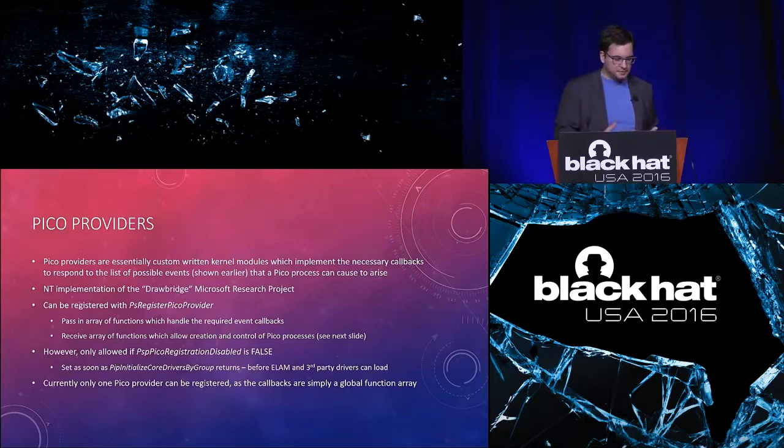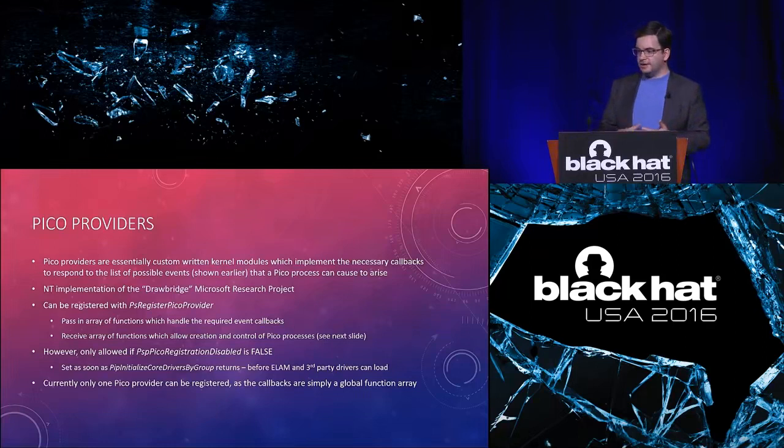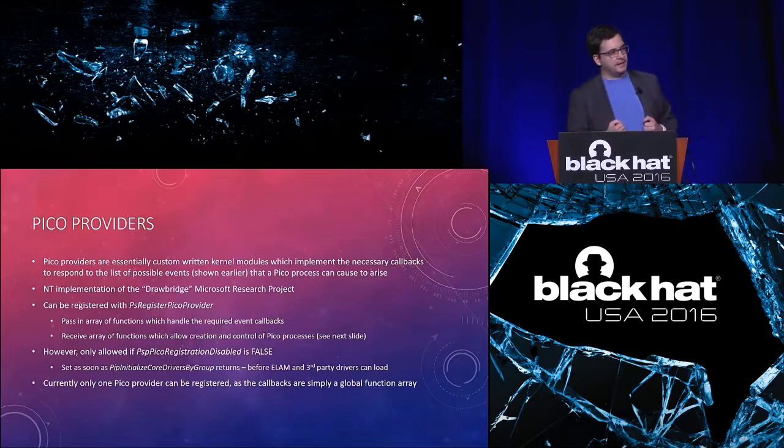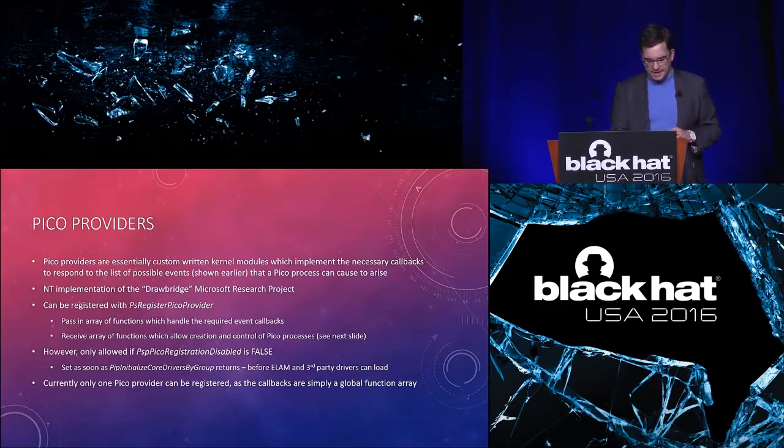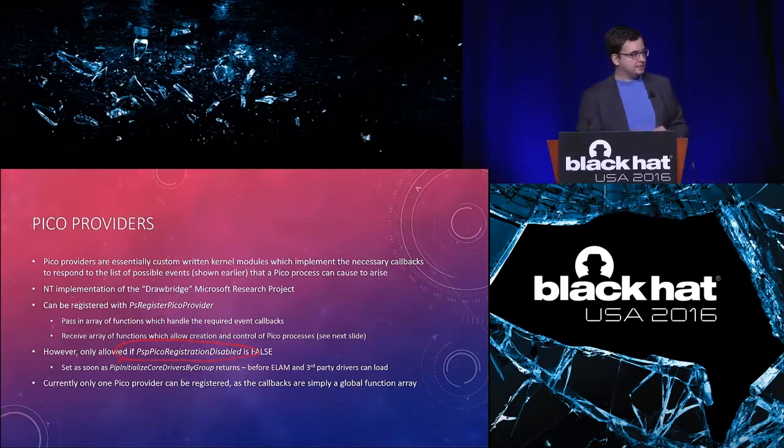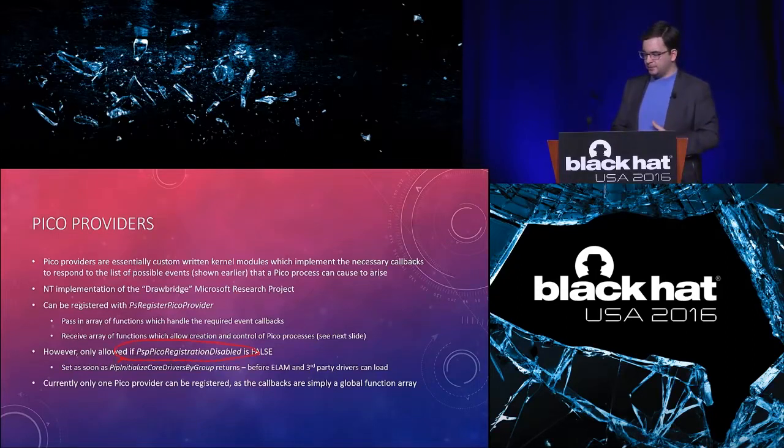And so the kernel exposes a function, PsRegisterPicoProvider, and now you can register a Pico provider by providing the callbacks that the kernel is going to call. And then you get some callbacks as well so that you can now create Pico processes, create Pico threads, etc. However, the key is this API will only work if this flag, PspPicoRegistrationDisabled, is set to false. So if it's set to true, then you cannot register a Pico provider.